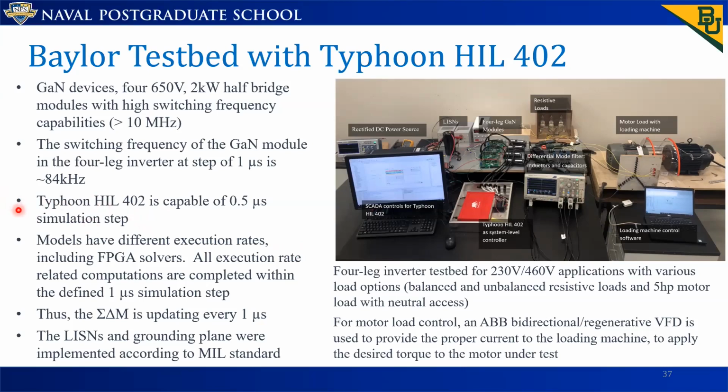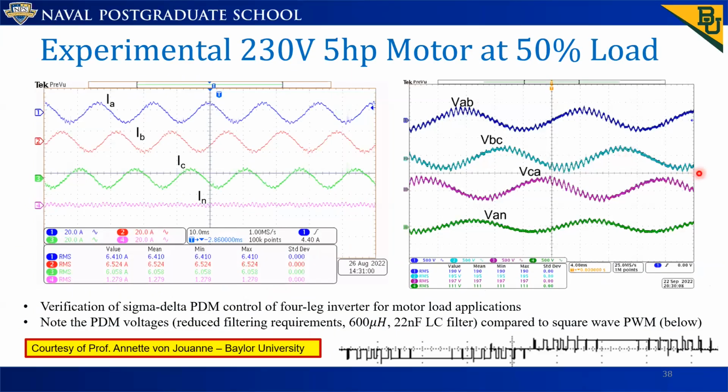So they use a Typhoon HIL 402, again with the FPGA, and they implemented sigma delta modulation. The setup is identical to the one we had. It's shown here in this picture, but their load was a motor. So specifically, we wanted to test a motor load. These are the experimental measurements for a 230 volt, 5 horsepower motor at 50% load. And these are the time domain waveforms provided by Professor von Juan at Baylor.